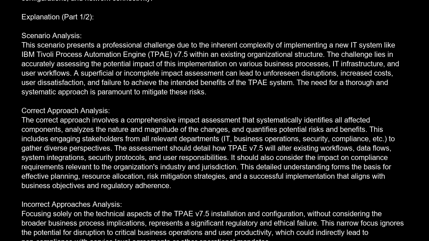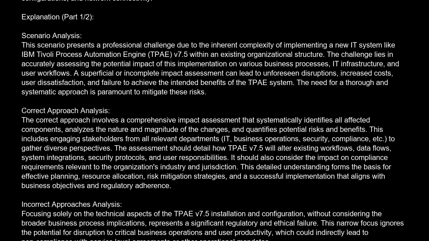Incorrect approach analysis. Focusing solely on the technical aspects of the TPV7.5 installation and configuration, without considering the broader business process implications, represents a significant regulatory and ethical failure. This narrow focus ignores the potential for disruption to critical business operations and user productivity, which could indirectly lead to noncompliance with service-level agreements or other operational mandates.